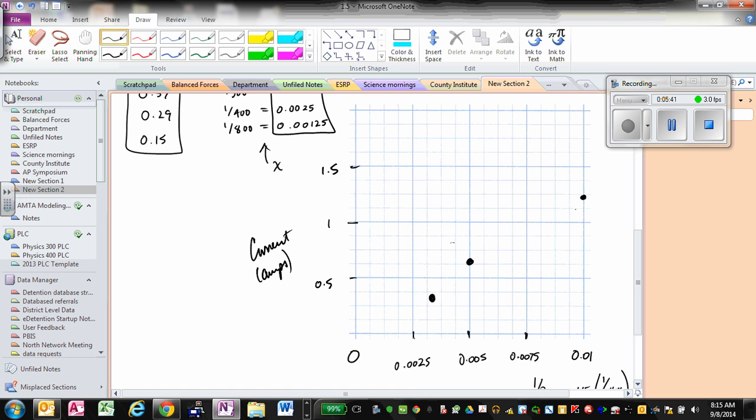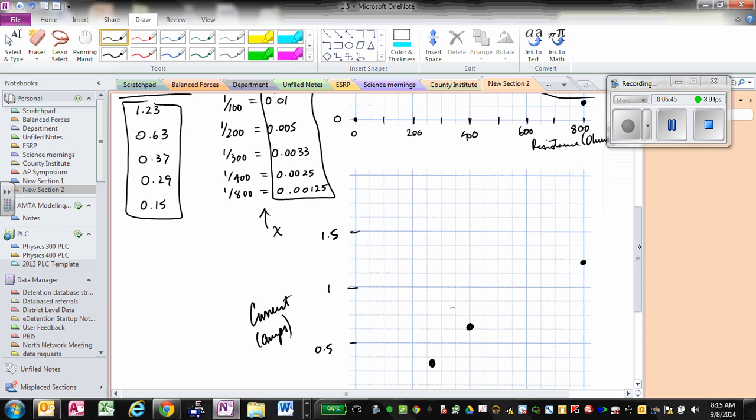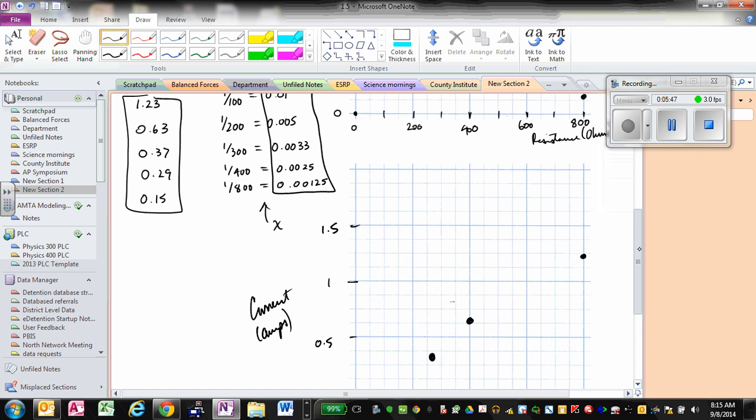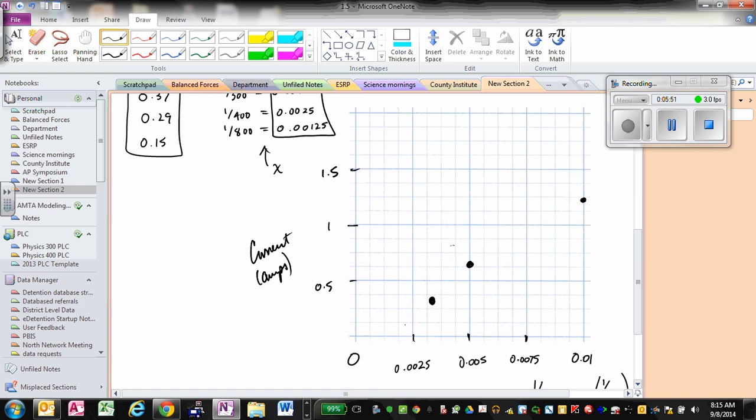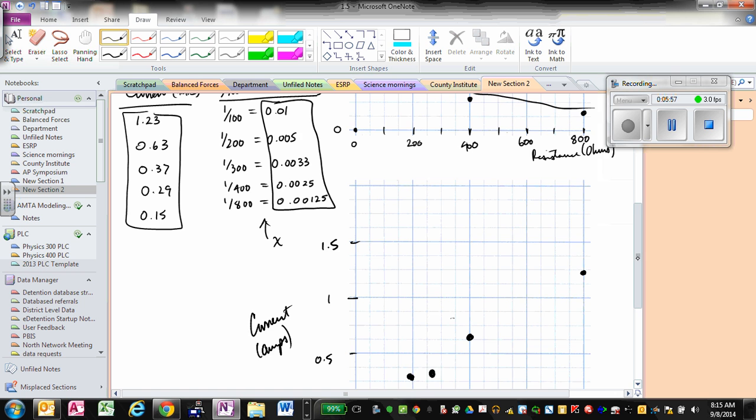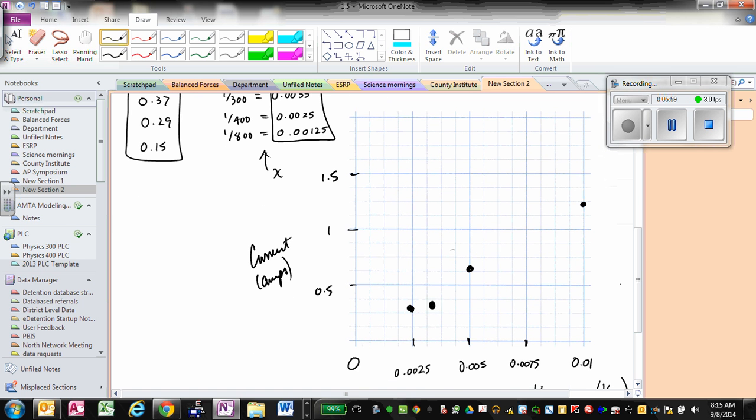And now I'm trying to follow this pattern. I can see it's starting to line up, so I can kind of get a better estimate of where it's going. 0.0025 with 0.29. So that's going to be a little bit above this point there. And then 0.00125 with 0.15. So that's right around here.